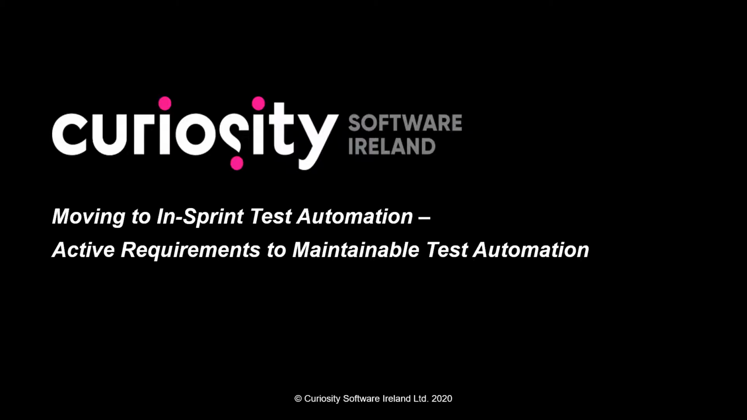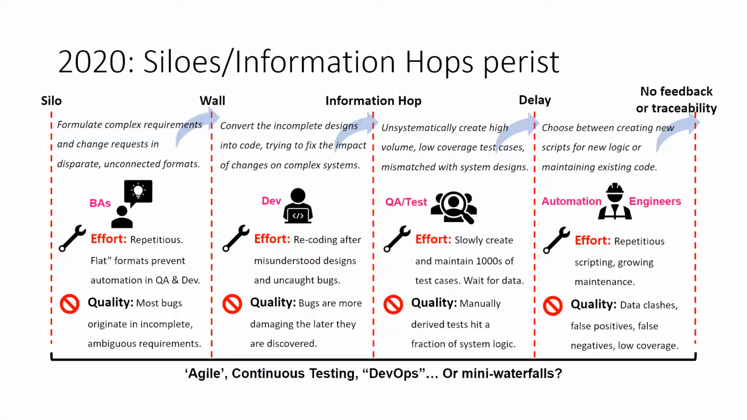Moving to in-sprint test automation, from active requirements to maintainable test automation. Now, what we've seen in the industry is there's an awful lot of silos and information hops that happen during the software development lifecycle.